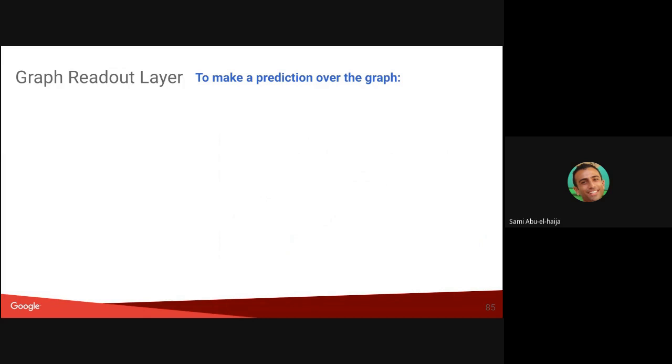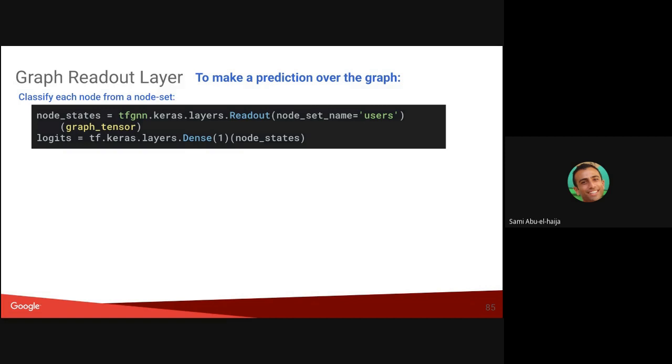And after the training completes, now you will need to pick the relevant features from the graph, which is the readout layer, to make a prediction head. If your task is to classify each node in the graph, you can use tf-gnn.keras.layers.readout. This layer will be initialized with the node set name, and it will return the node states of each node for the specified node set.